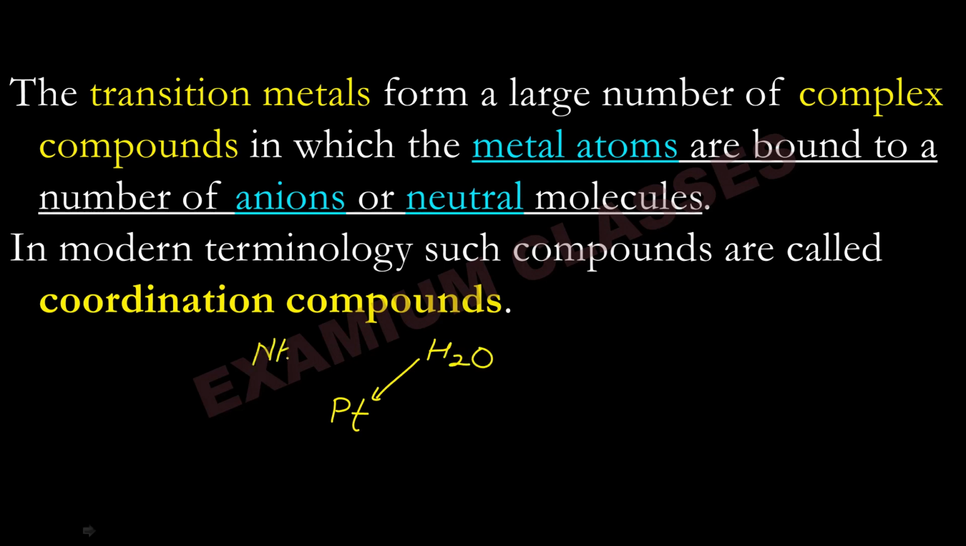some other neutral molecules or ions. So this is a neutral molecule, this is a neutral molecule, but if it is attached with chlorine, this will be an ion. Okay? So it will be like that. And you see, I am just drawing the arrows. Arrows mean these are coordinate bonds.